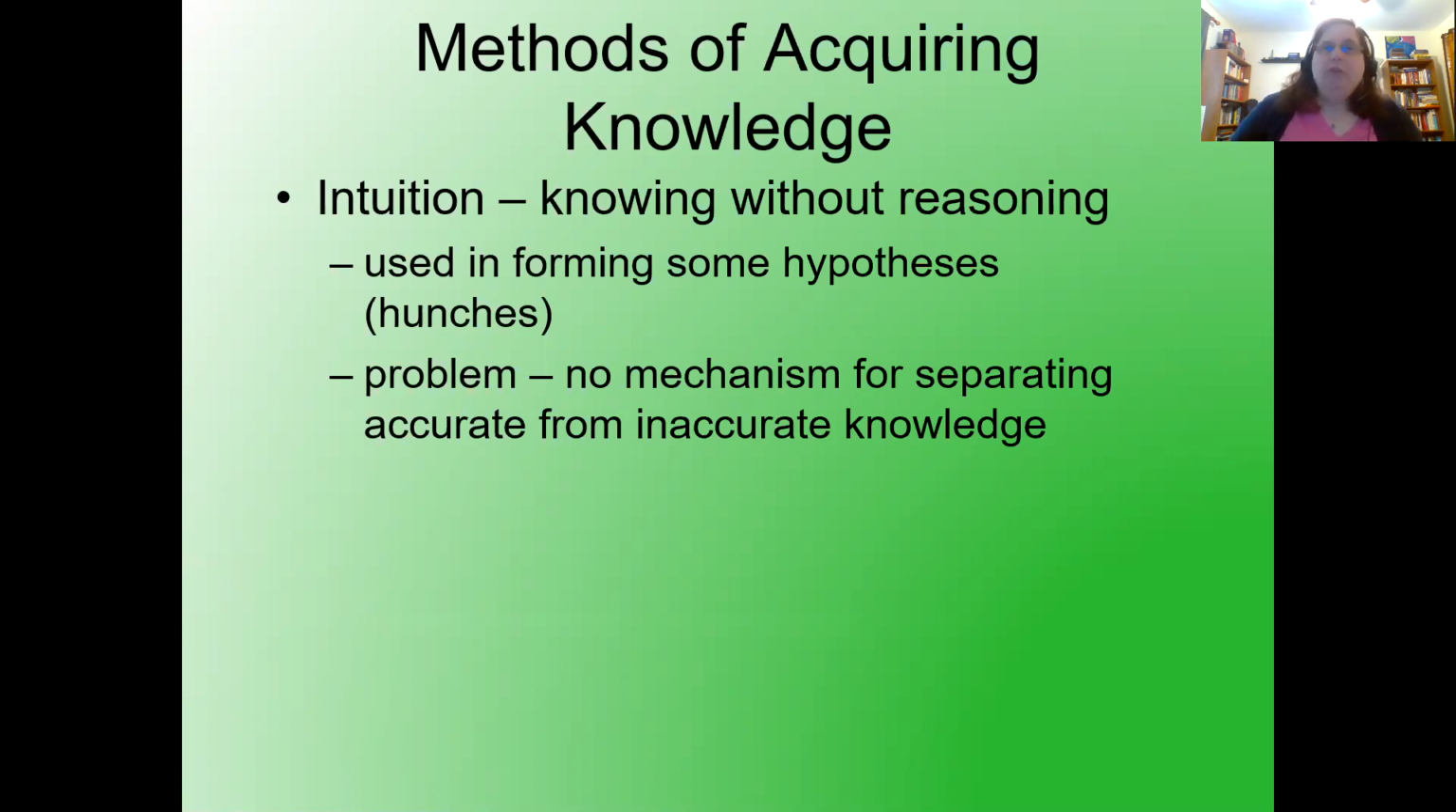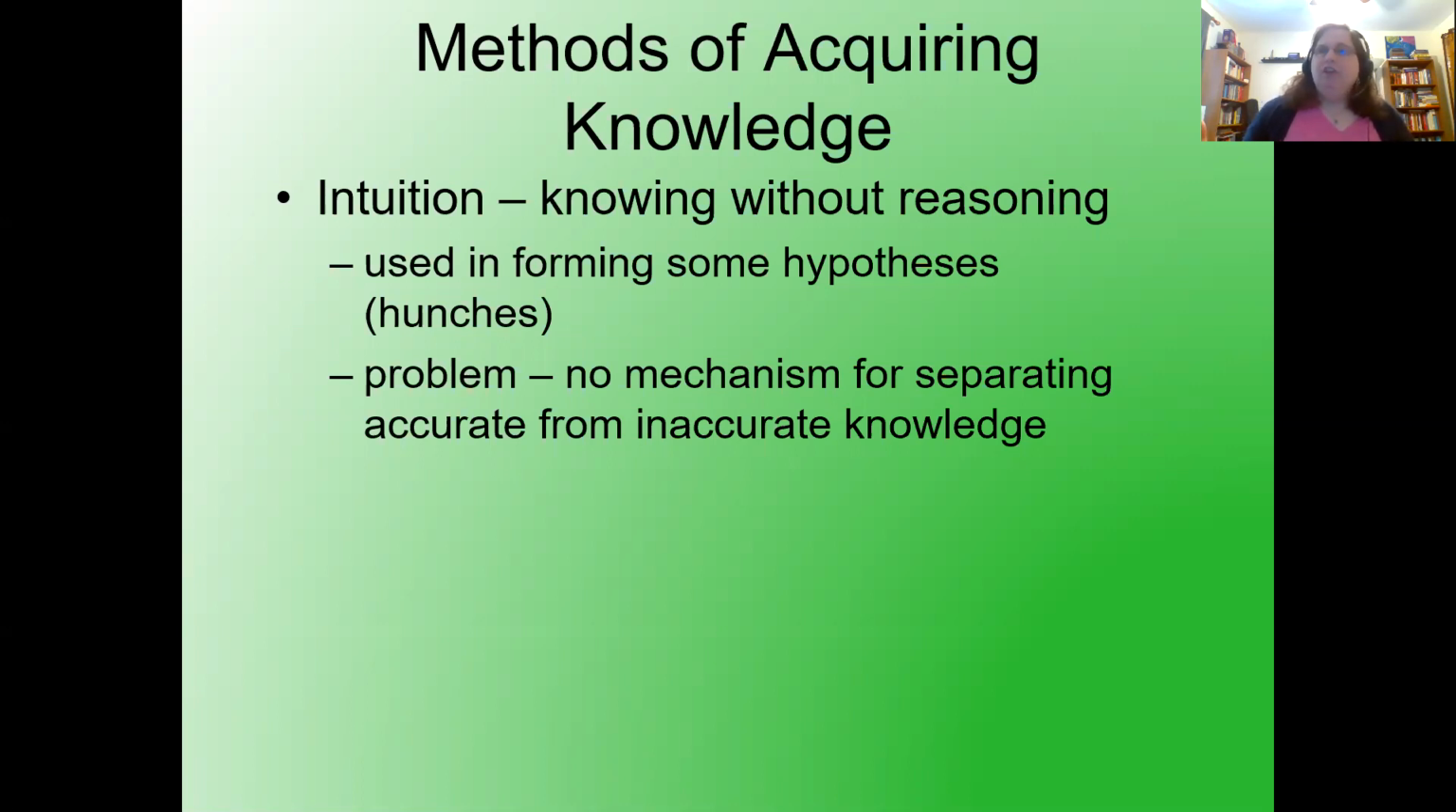Let's start off with intuition, which is knowing without reasoning. It's like a hunch. And hunches can be decent in forming hypotheses and forming ideas about what we might want to research. But the problem with them is that there's really no mechanism for separating accurate from inaccurate knowledge. So let me give you an example of intuition.